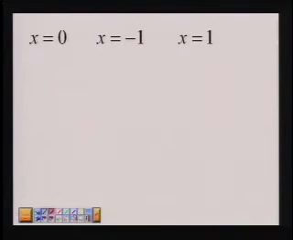What happens when 0 is a root for the polynomial? Let's find a polynomial with roots at 0, negative 1, and 1. Again, we'll write the factors and multiply. So x equals 0 means I'd have a root that looked like x minus 0. And then, of course, negative 1 gives me x plus 1.